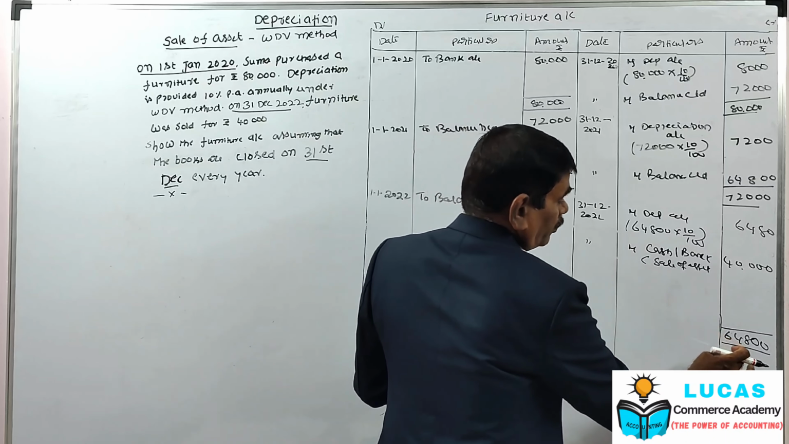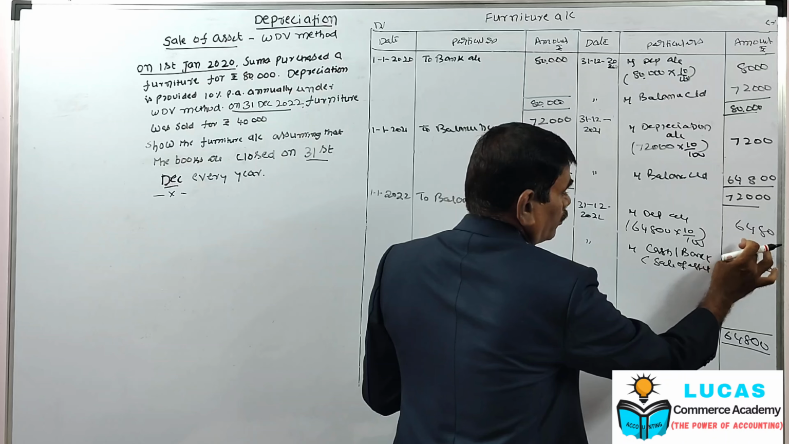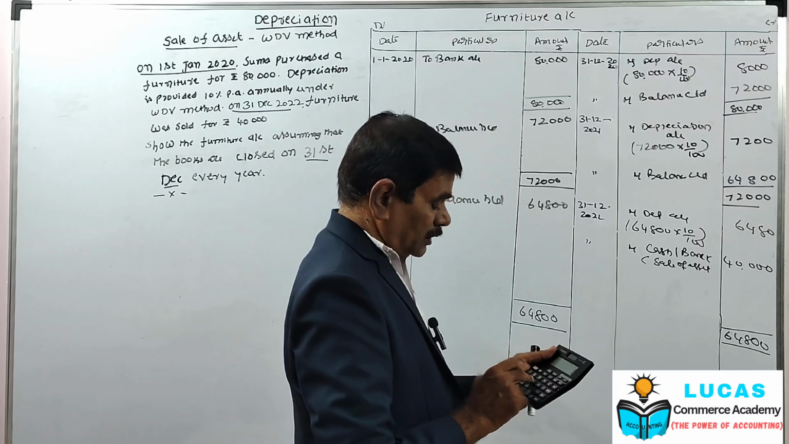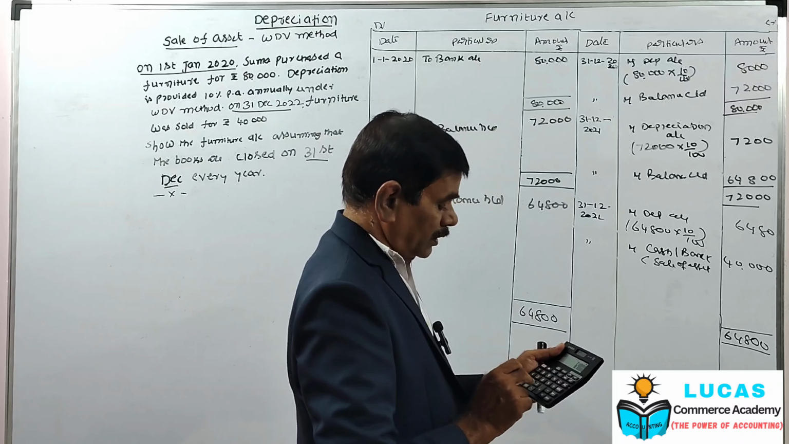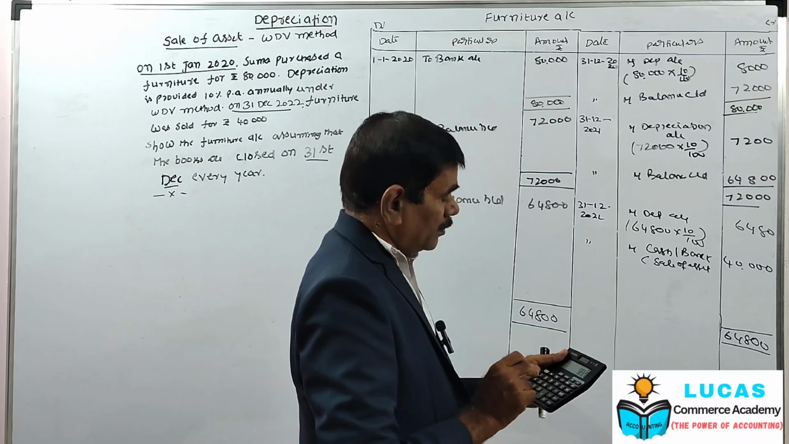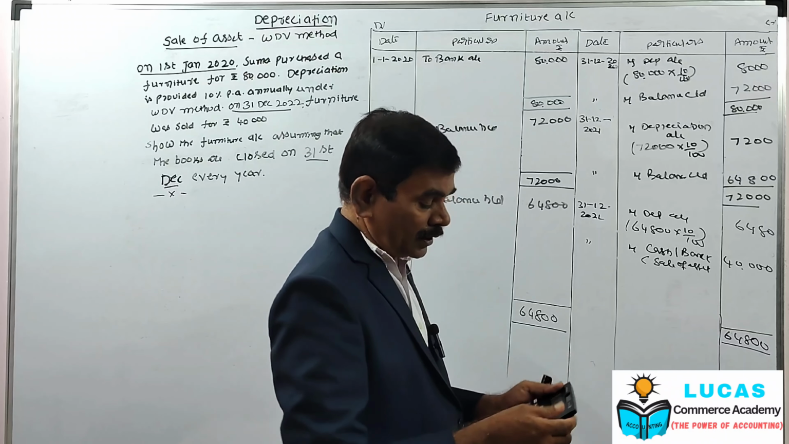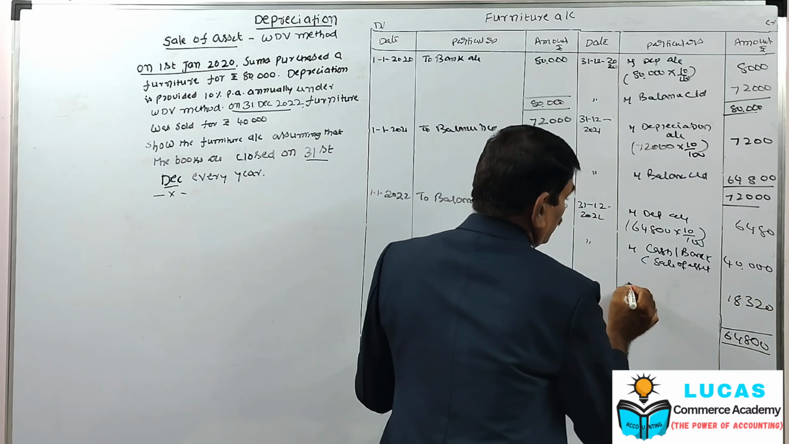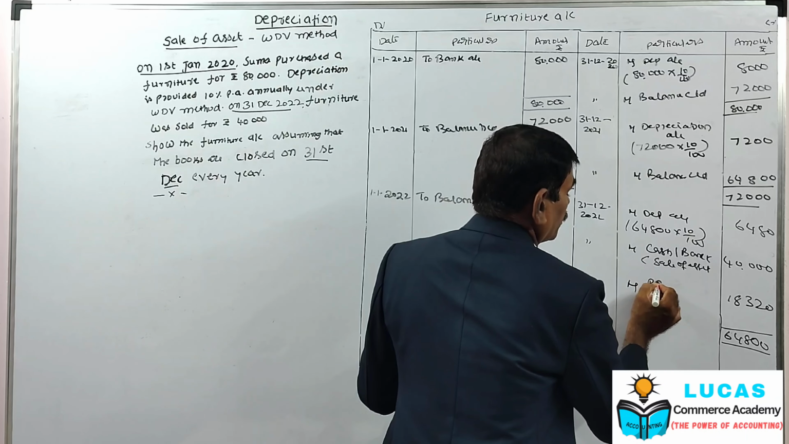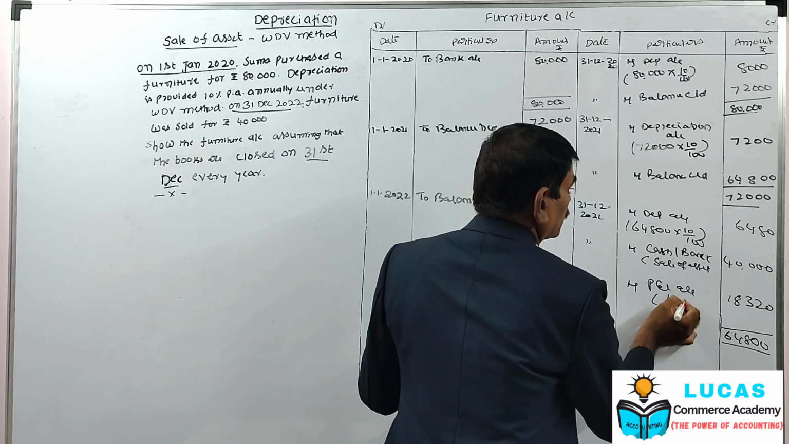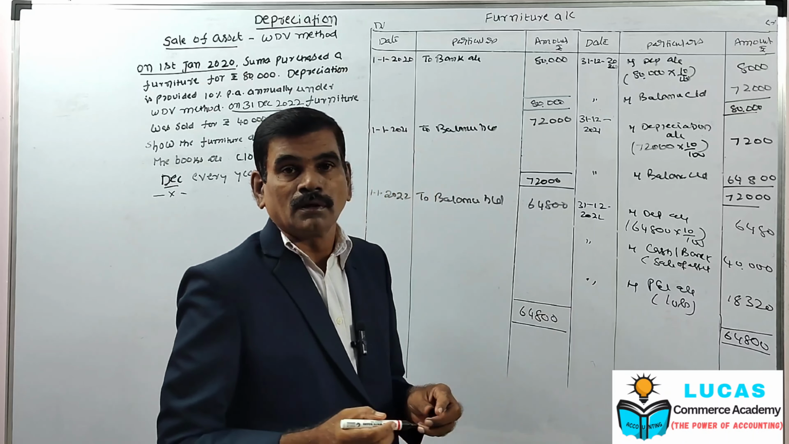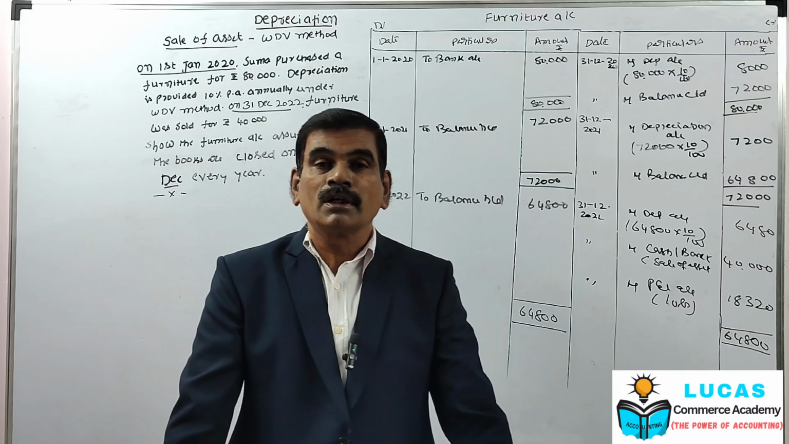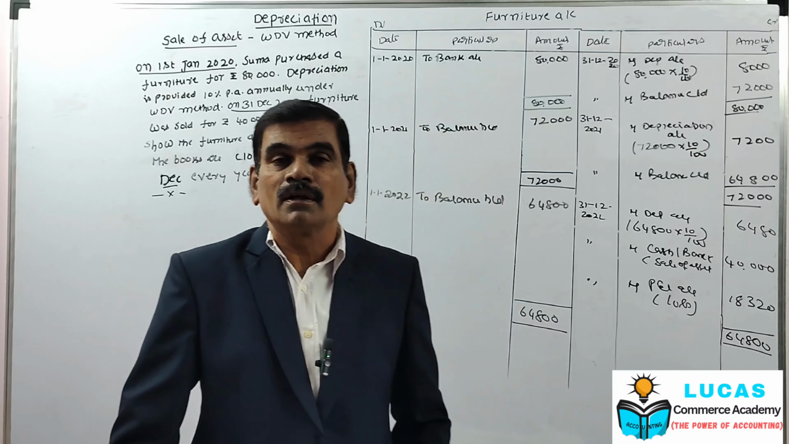64,800 is transferred to this side. From 64,800 deduct 6,480 and 40,000. Let me use our calculator: 64,800 minus 6,480 minus 40,000 is 18,320, which is loss. That means transfer to profit and loss account, loss, same date.